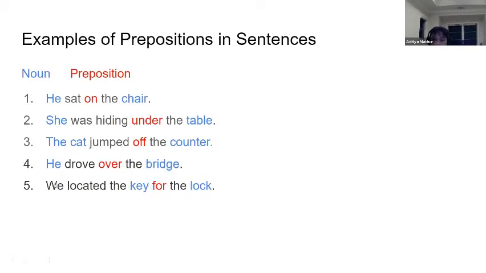Can you read this sentence, Harsh? We located the key for the lock. If we didn't have this for, the sentence wouldn't make sense. So we need this preposition in order for the sentence to make sense. Okay.